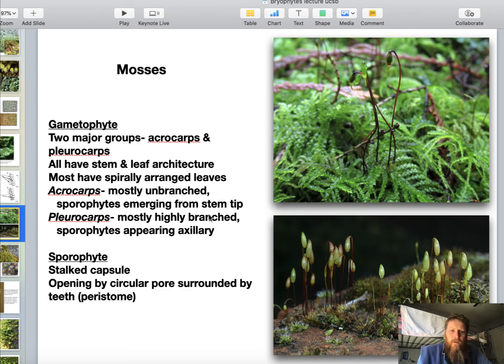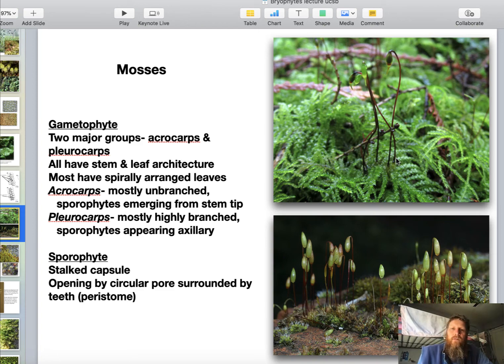And so the acrocarps are mostly unbranched. So it's kind of like these plants down here. You get these little bud-type arrangements with a tiny stem and just leaves around that stem. Or you can have pleurocarps, which have a prominent main axis and then side branches coming off that, and sometimes side branches coming off those side branches.